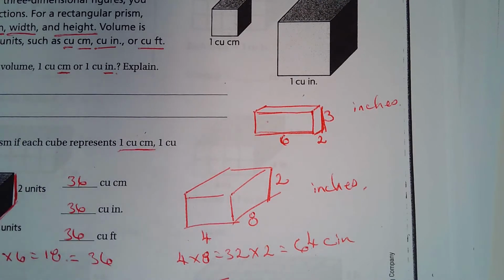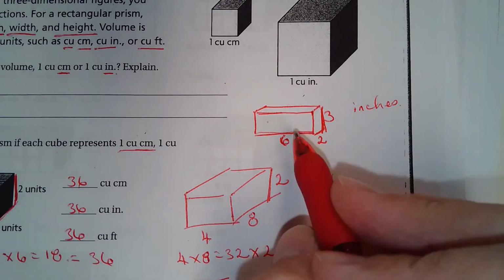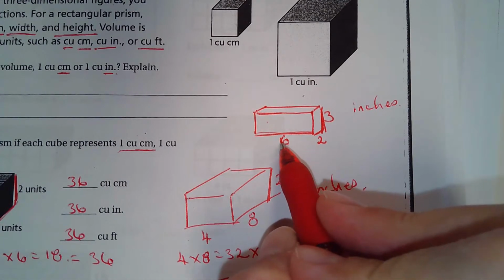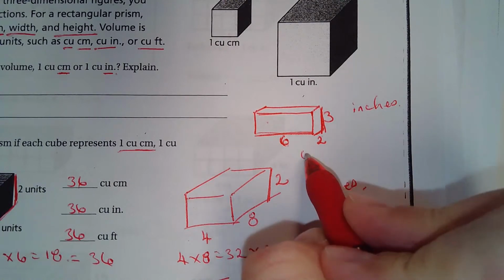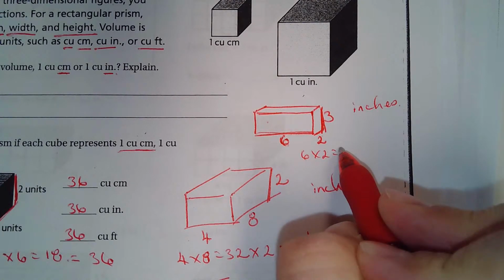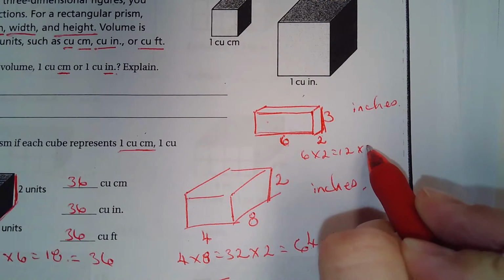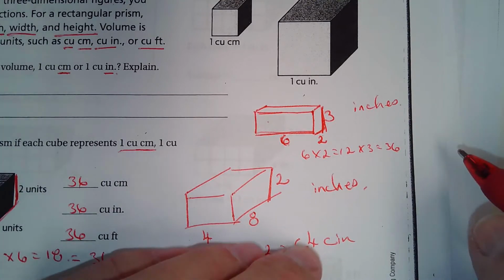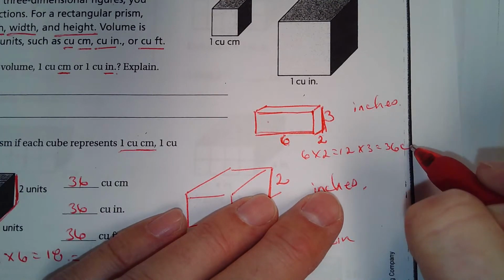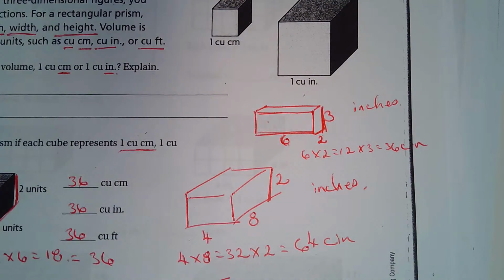Miss Reyes, did you get it? What'd you get? Okay, let's see if she's right. 6 times 2 is 12. Times 3. And then 6 times 2 equals 12. Times 3 equals 36. So 36 cubic inches. Okay.